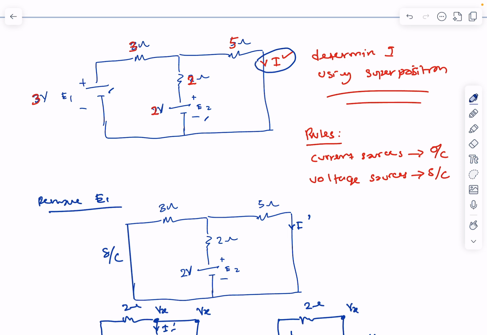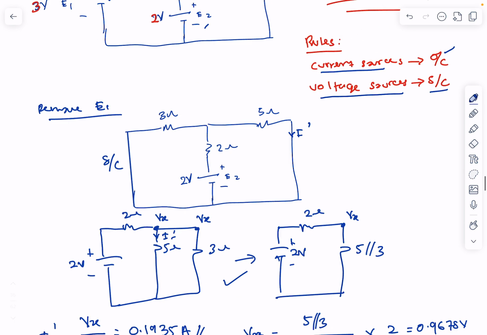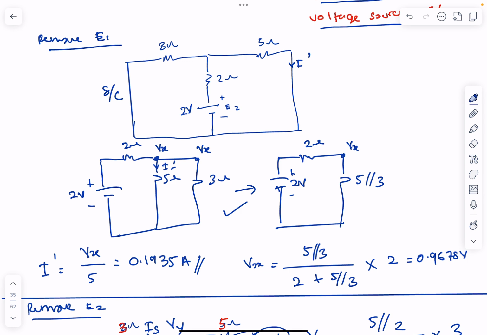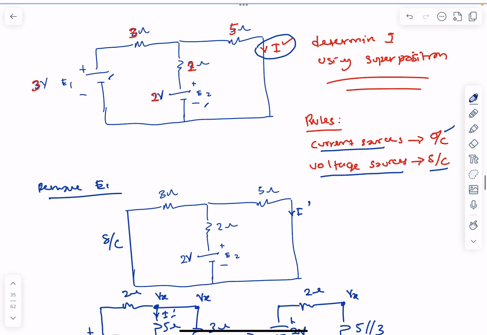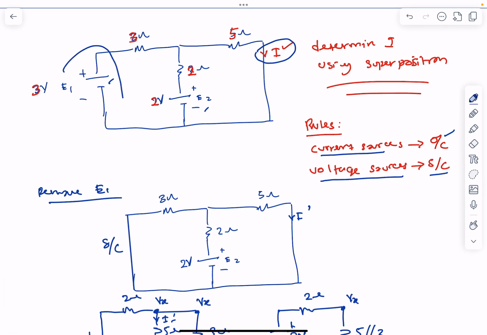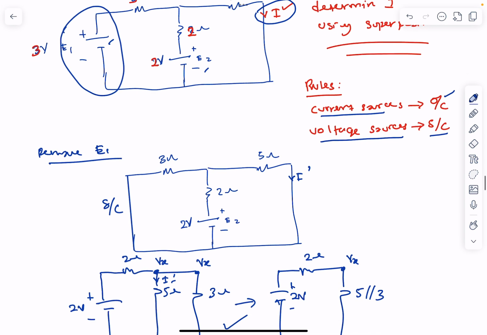So as a rule of thumb, if you want to remove a current source, you need to replace it with an open circuit. And if you want to remove a voltage source, you need to replace it with a short circuit. So first, let's remove E1. E1 was originally at this terminal, so I replace it with a short circuit.